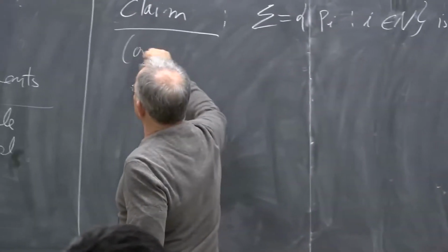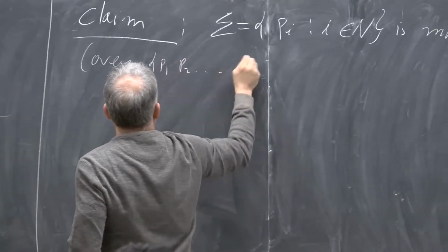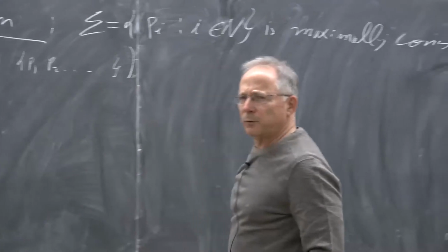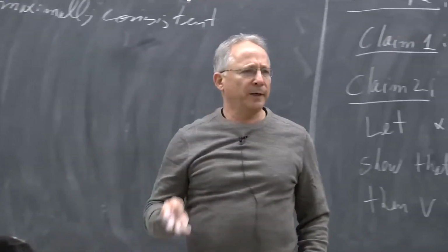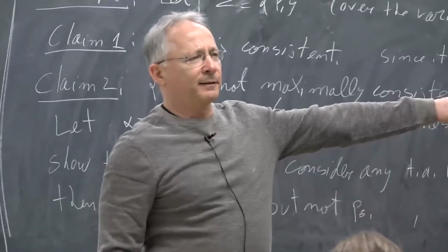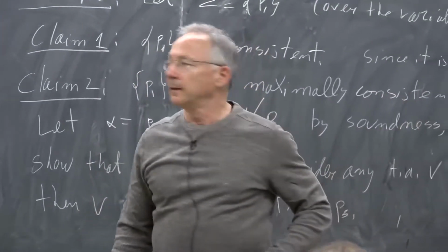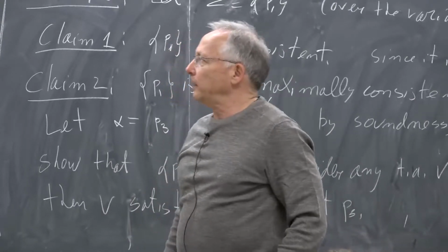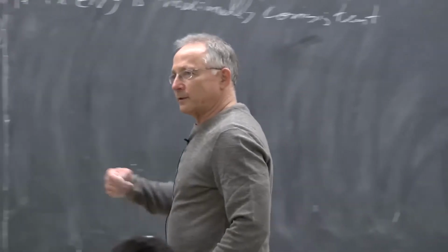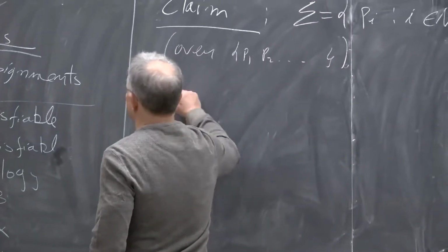over this set of variables, P1, P2, and so on. Because when I talk about maximally consistent, I have to tell you what my set of variables is, because otherwise you can always come up with a variable that's not in my set and tell me you didn't prove it. Okay, so first of all, to show it is maximally consistent, I need to show that it's consistent and that it's maximal. So proof.